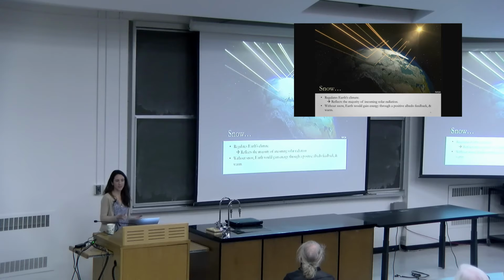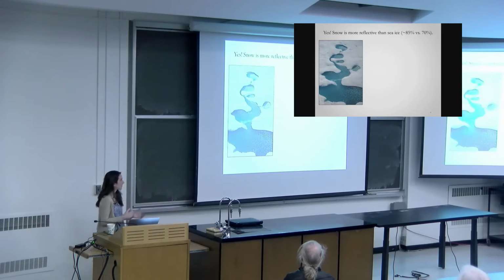So is there such a thing as a snow albedo feedback on sea ice? This is a pretty straightforward question to ask, but perhaps snow doesn't really matter for ice in this context. And actually, it does matter. So I want to give you an example of some data that we collected from 2011 about why snow is important for this thing called melt pond evolution.